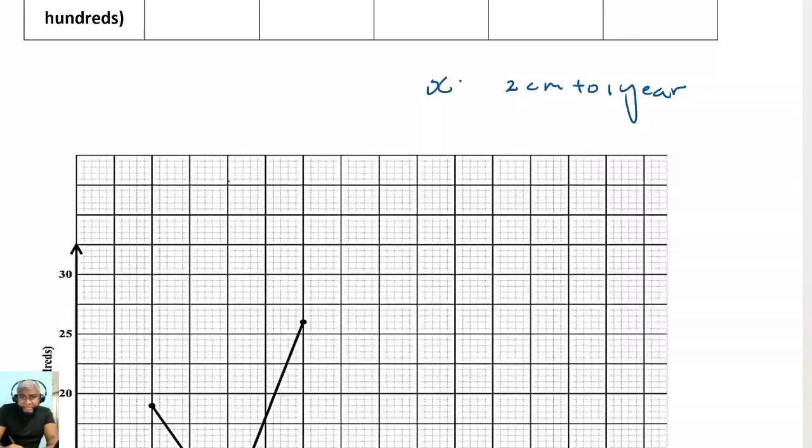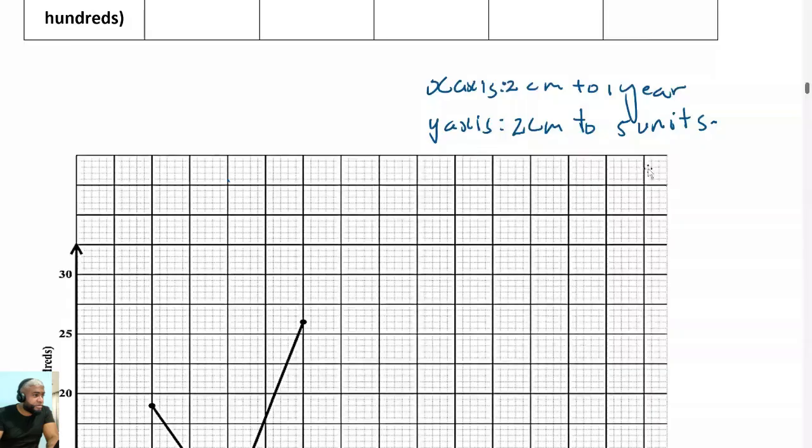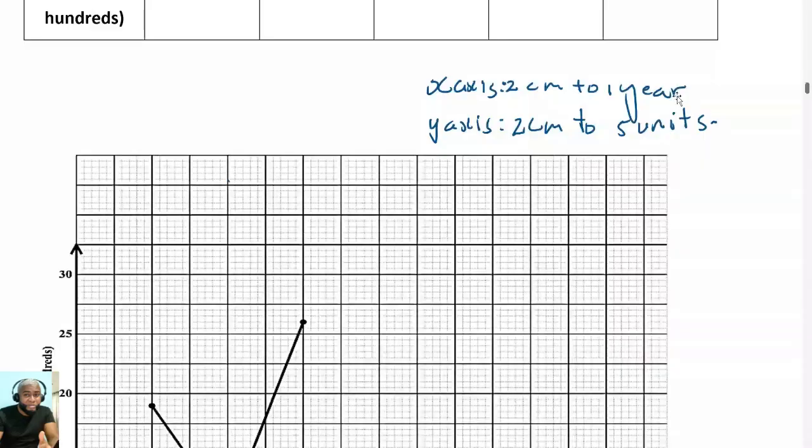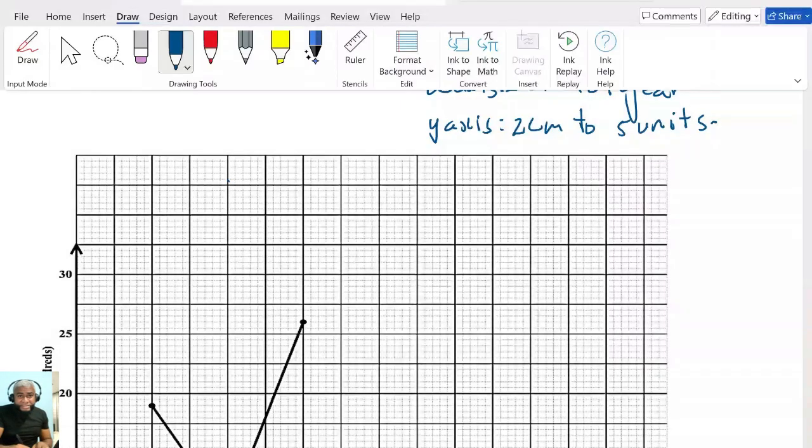This is the x-axis. And your y-axis would have been 2 centimeters to 5 units. All right. I wouldn't have chosen 1 year, no. I can just put 1 unit because it's just going up by one. It went from 2011 to 2012, so you can actually just put 1 unit here, right?